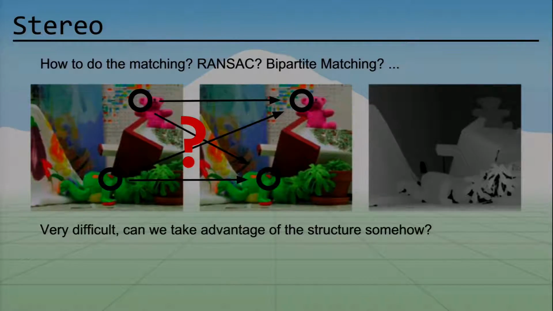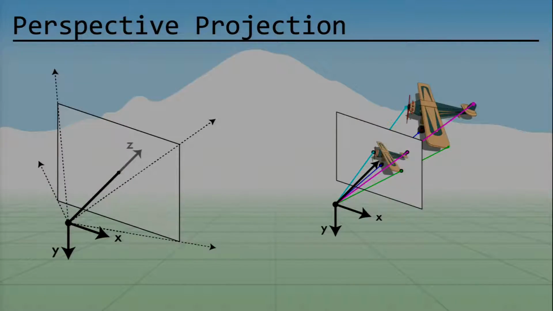OK, so to do that, I'm going to back up a little bit, and we're going to talk about perspective projection. Now, you guys already talked about this a little bit with Joe. I know that because I stole these images from his slides. So we talked about perspective projection a little bit, but I'm going to go over it again because it's going to be super important for how stereo vision works.